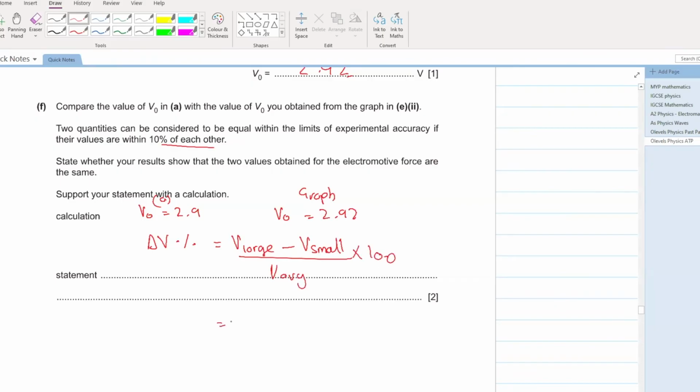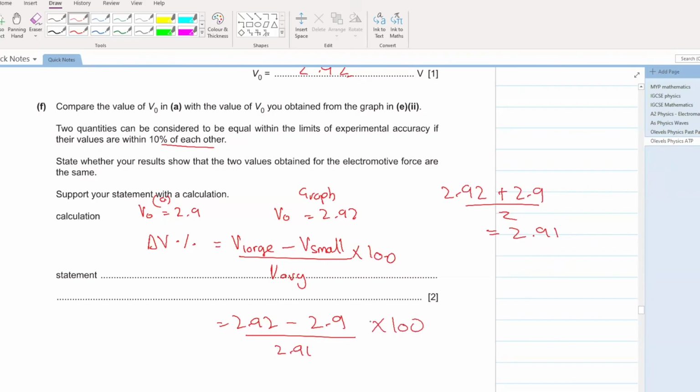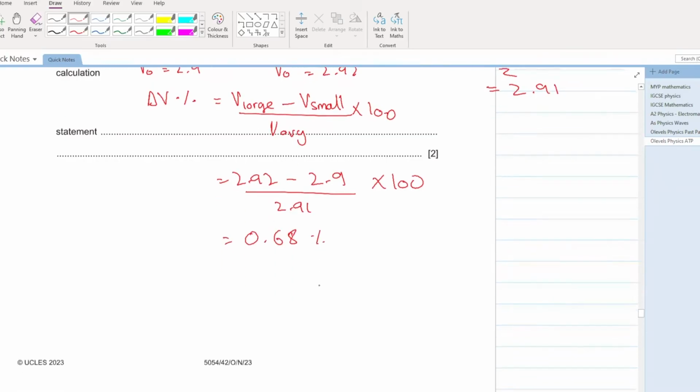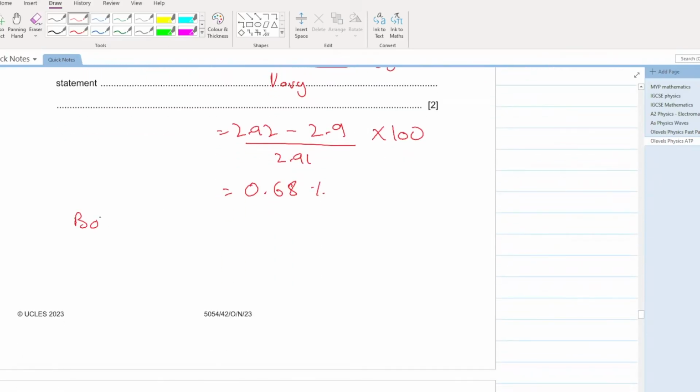What is the larger value of voltage? 2.92 minus the smaller value 2.9. Take an average of this: 2.92 plus 2.9 divided by 2. This will be 2.91. Perfect. Multiplied by 100. 2.92 minus 2.9 divided by 2.91 multiplied by 100 comes out to be 0.68%. That is pretty less, very less. So you will say both values are the same. Both values are the same. Why?